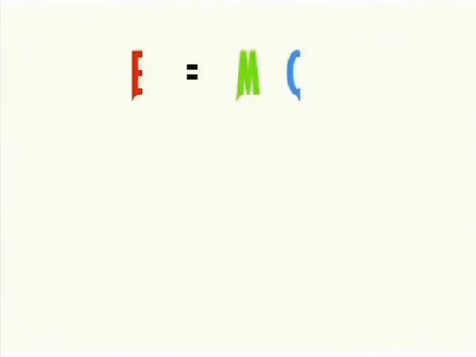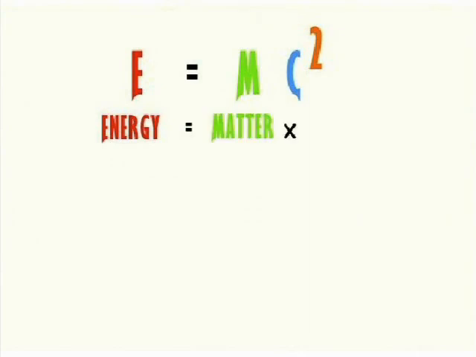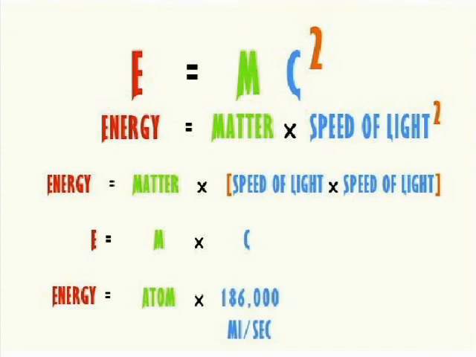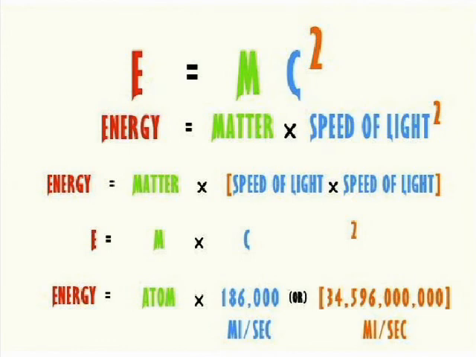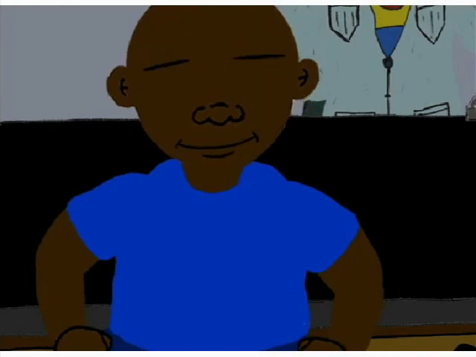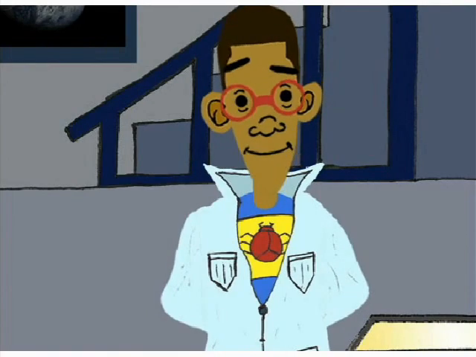E equals mc squared. Energy equals matter multiplied by the speed of light squared, or the speed of light multiplied by itself. Matter being the atom, light traveling at the high speed of 186,000 miles per second. So that squared would be 34,596 million miles per second. Oh, that's fast! Yes, extremely.